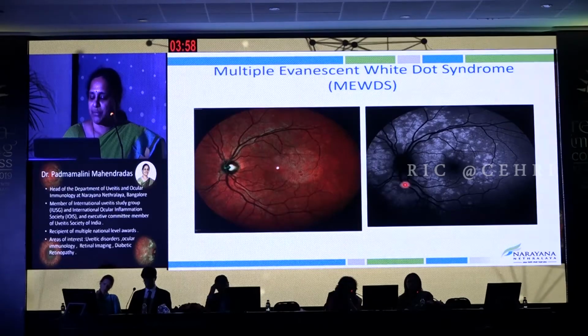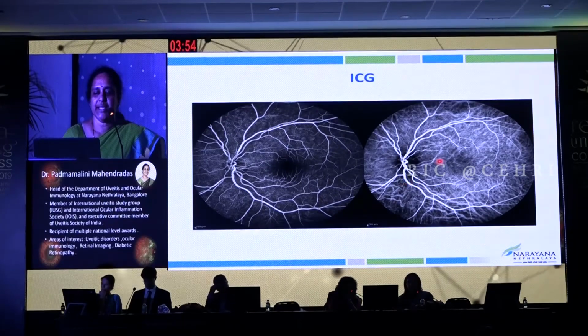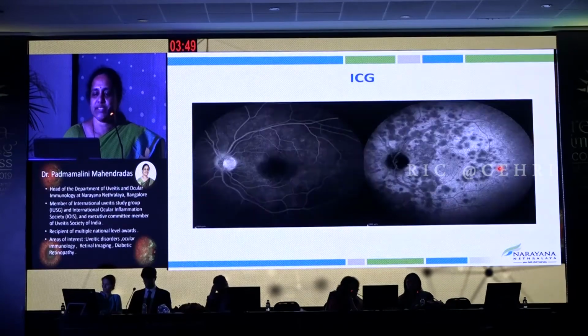We'll see MEWDS. Here is the IR, whereas autofluorescence shows more extensive involvement in the form of hyperautofluorescent lesions. ICG shows staining and leakage from the choroidal vessels with a few hypofluorescent spots in the early phase, whereas in the late phase, there is more extensive involvement evidenced by the presence of hypofluorescent lesions in MEWDS.